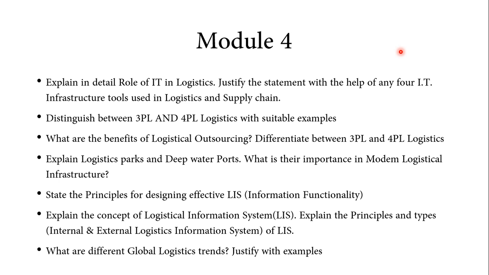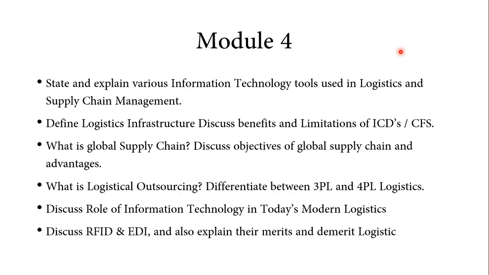Okay, again I repeat, logistic is a very vast syllabus, but these are the most important topics that you need to cover, because there are almost around 14 to 16 chapters in it. But these are the only answers that you need to cover. Next, part of module 4, we have state and explain various information technology tools used in logistic and supply chain management. Then we have define logistic infrastructure and discuss the benefit and limitation of ICDs and CFS. Again, a very important topic because it comes in short note also.